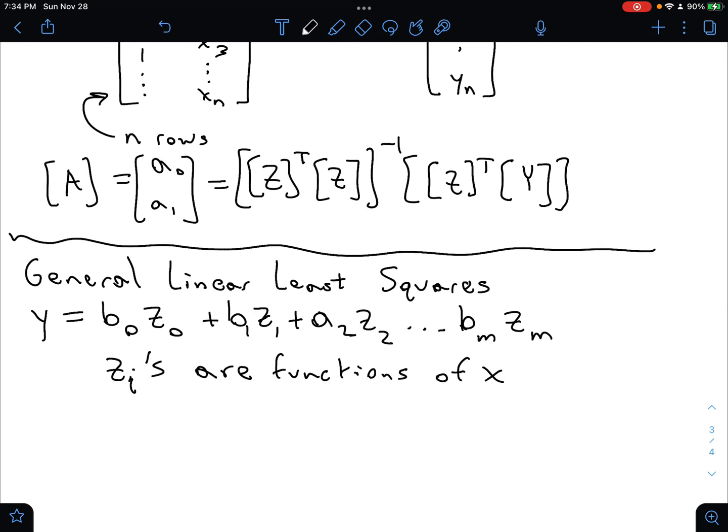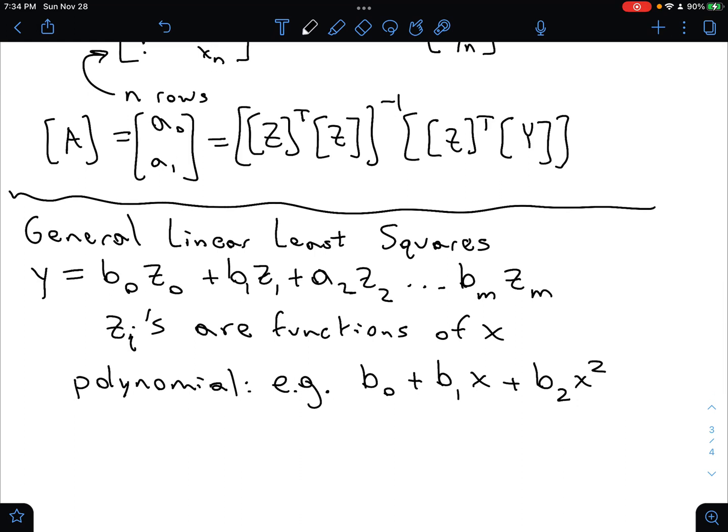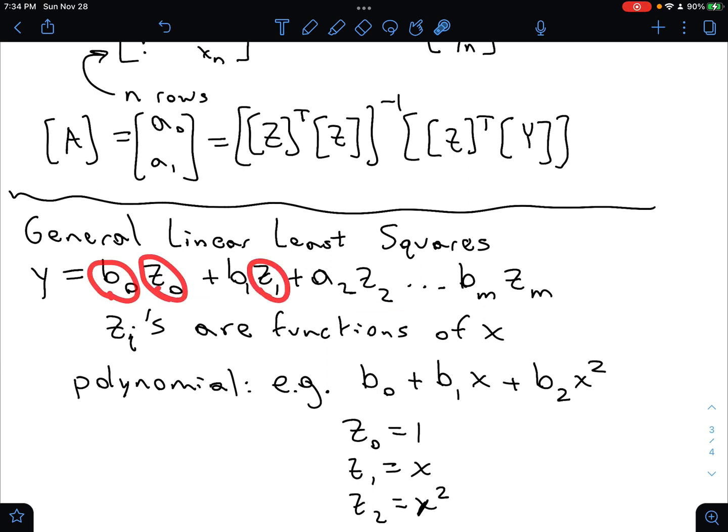Let me make this a little more clear. So in the case of a polynomial regression, for example, what I said was that we were going to investigate B0 plus B1x plus B2x squared. I was pointing out that this is actually linear regression and that Z0 equals 1, Z1 equals x, and Z2 equals x squared. So because you can express this problem in terms of linear combinations of parameters and defined functions of x, this is actually a linear regression problem.